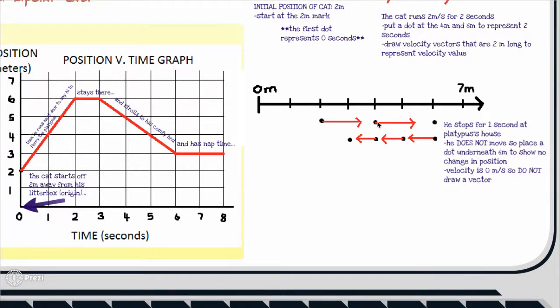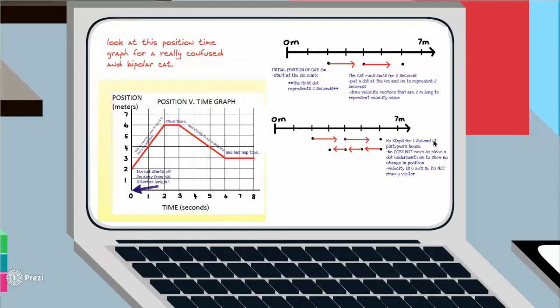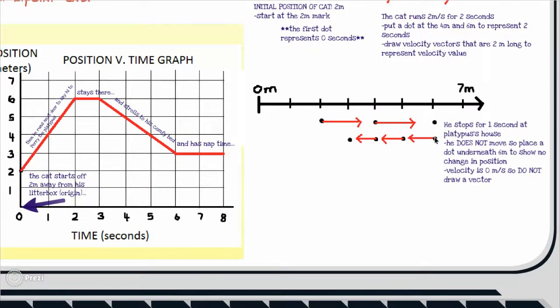So we have the first second, the second second, the third second he rests, and the fourth second here at 4, he starts to go back. Oh, the first one's 0, sorry. So 0 to 1, 1 to 2, 2 to 3, and this starts at 3. So here on the graph at 3, he starts to go back, and remember we said he went 1 meter per second. So we're going to draw arrows that go back for 1 meter per second. So 1, and then the next second he goes another 1, and the next second he goes another 1. And then he has nap time, so we would draw another dot there.